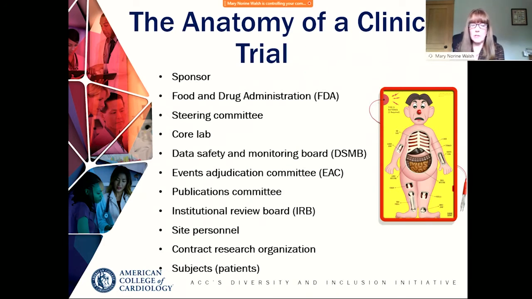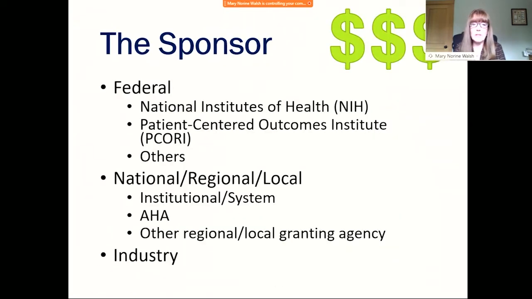Every trial's got to have an institutional review board, and any type of research activity that you do on your own, at your own site, if it's investigator initiated, has to go through the IRB as well. Then you need site personnel involved. Sometimes there's a contract research organization, and you always need patients unless you're doing work that's retrospective, involves looking through charts, etc.